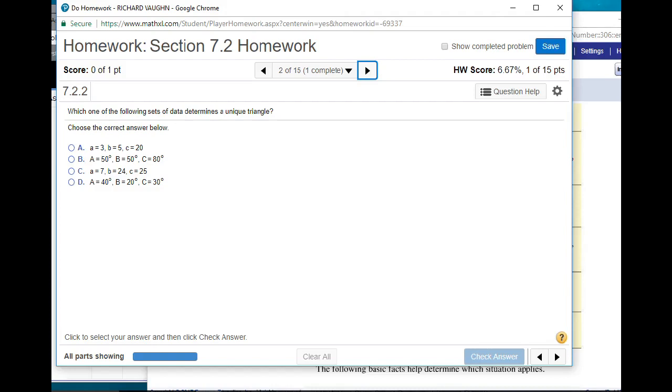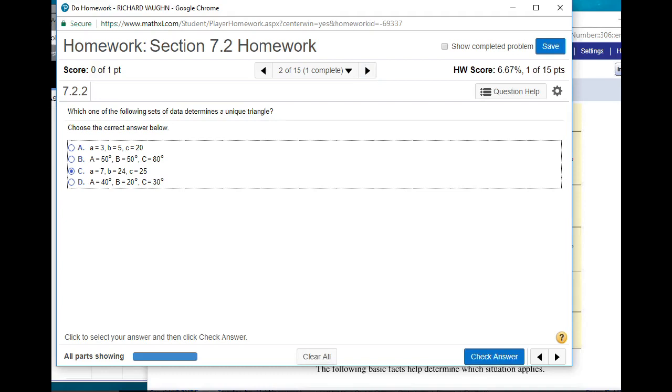Here we have three different lengths. Again, 7, 24, 25. In this case, when I add 7 and 24, it is bigger than 25. When I add 24 and 25, it is bigger than 7. And when I add 7 and 25, it is bigger than 24. So this is a case of a triangle that can actually be constructed with all three of those dimensions. Since it can be constructed, side, side, side is enough to uniquely determine the triangle. So this is going to be the one that determines a unique triangle.